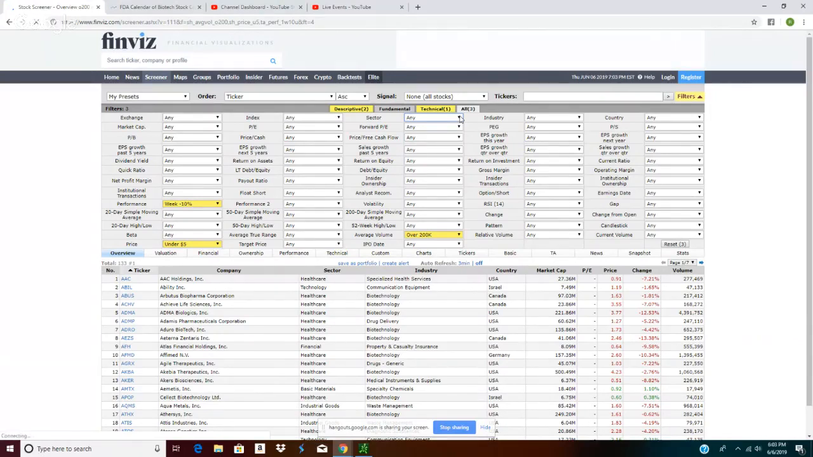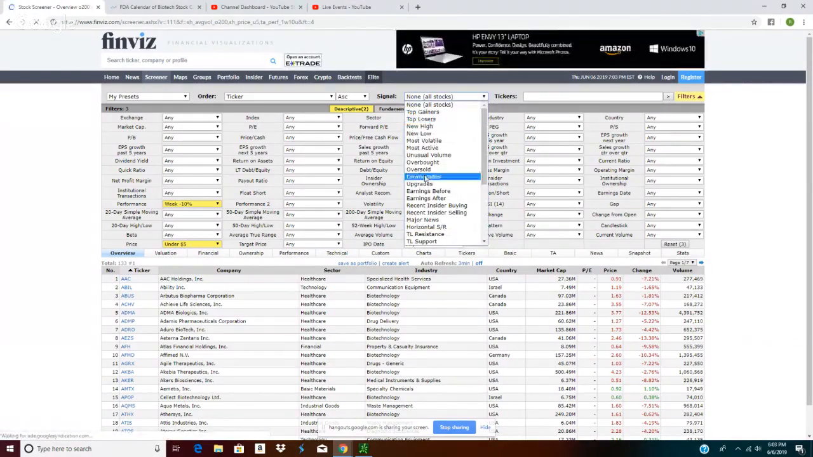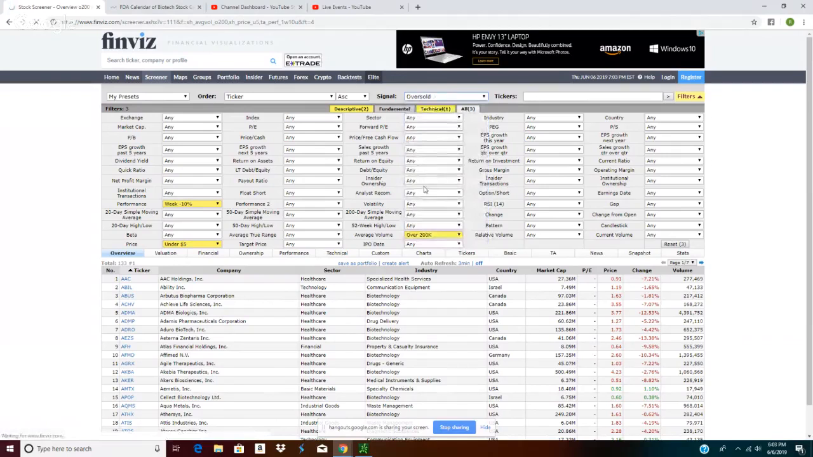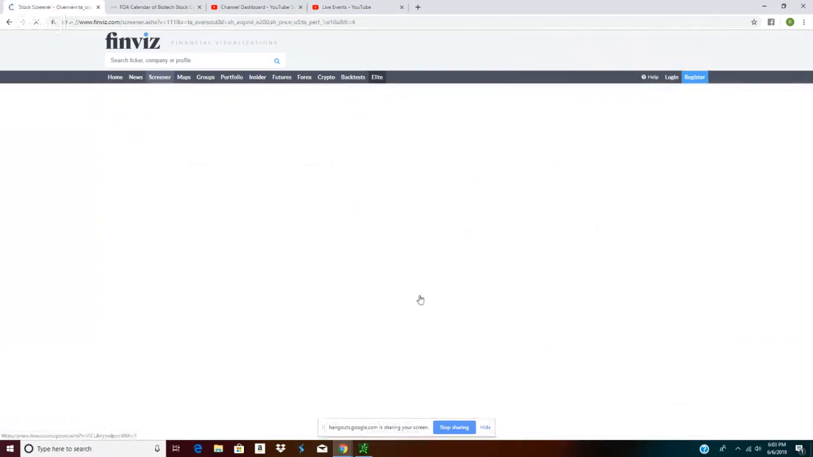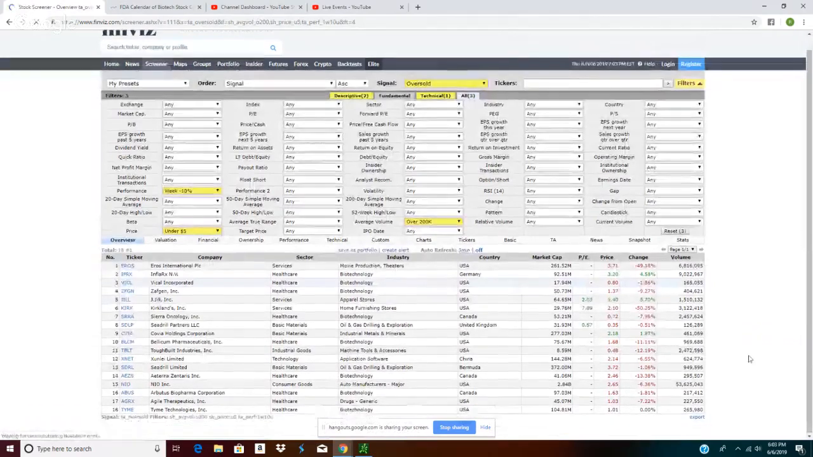But also up here at the top it says signal. You don't have to use this, but up here at the top we have signal. You've got top gainers, top losers. You can also put in here to help sometimes with looking for those oversold bounces, but it's going to minimize how many stocks you have to look at. See, it took us down to 18. You can just put in oversold up there also if you like. I don't use it very much, but I do on occasion.